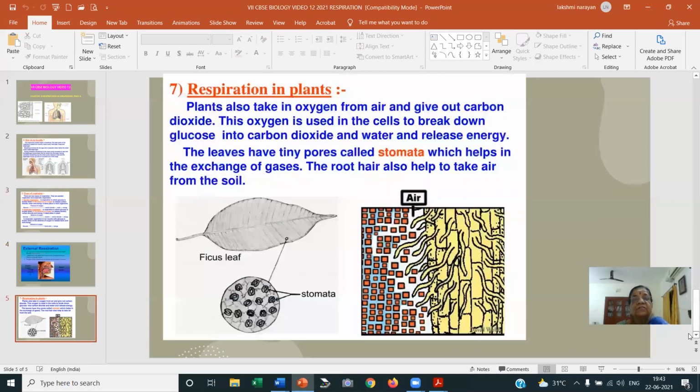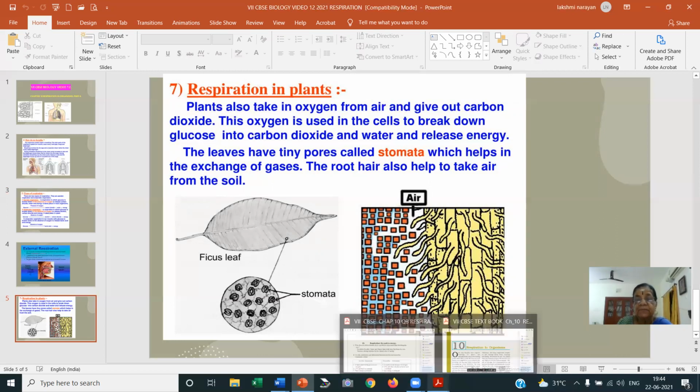The next one is respiration in plants. Plants also take in oxygen from air and give out carbon dioxide. The oxygen is used in cells to break down glucose to carbon dioxide and water, and that releases energy. The leaves have tiny pores called stomata, which help in the exchange of gases. The root hair also helps to take in air from the soil. That's the root hair, in the soil. I hope you understand. So these are the pictures I got that I am sharing with you.